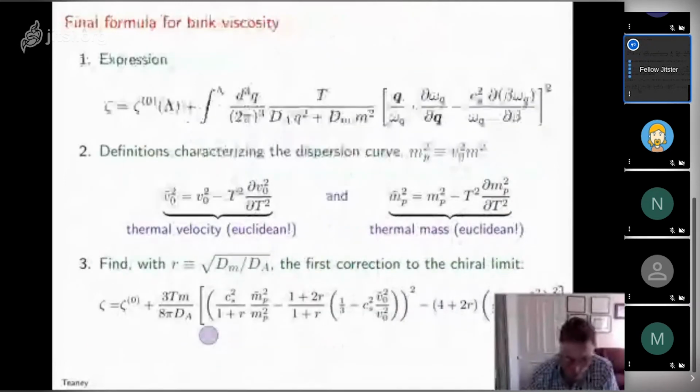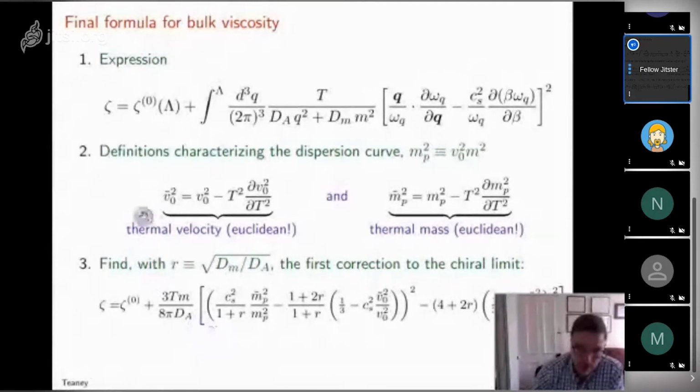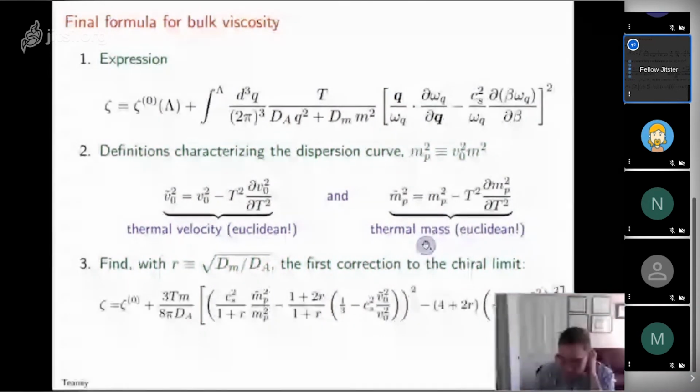Here are our final expressions, for instance, for the bulk viscosity. The bulk viscosity has some piece in the chiral limit, then some contribution from the soft pions. These contributions depend on the velocity of the pion, which again could be given from lattice, and also the mass of the pion. With a couple of integrals, you find the first correction due to the pion mass to this bulk viscosity. You get some piece here which looks complicated, with a bunch of different terms. Let me step through them.